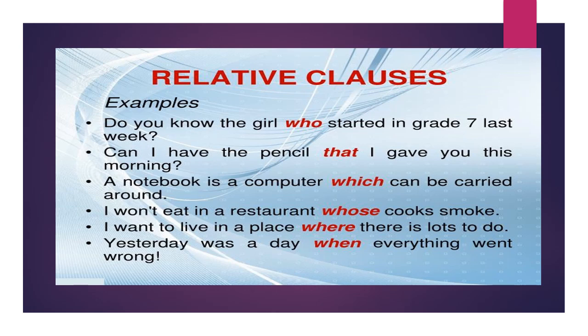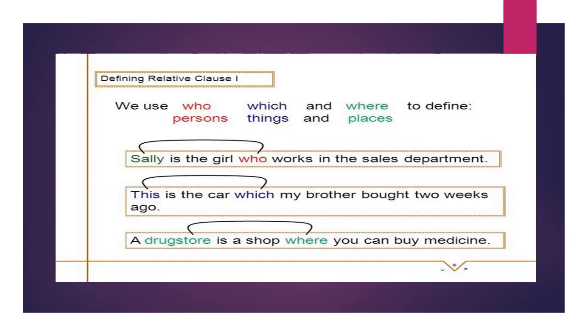It's not speaking about the cooks themselves; it's the cooks of it, meaning cooks here is not a verb. I want to live in a place where there is lots to do. Yesterday was a day when everything went wrong. So these are examples of the relative clause.